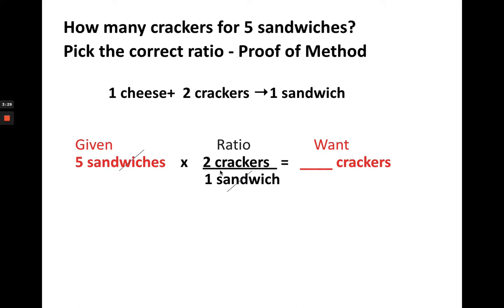So we set the ratio up like this, and remember, whatever's on the top is multiplied, whatever's on the bottom is divided. And you want to set it up so what's on the bottom cancels what's on the top, the unit does, and the unit that's on the top of the ratio is exactly what you want. So the correct ratio to pick from this would be 2 crackers for every 1 sandwich, so 5 times 2 gives us 10 crackers. So this method using the ratio works. It gives you the answer you would expect.